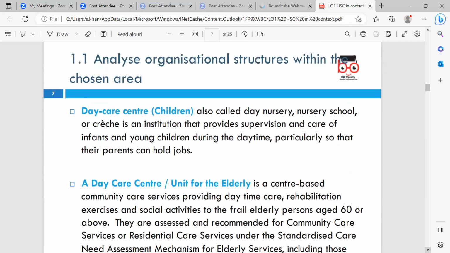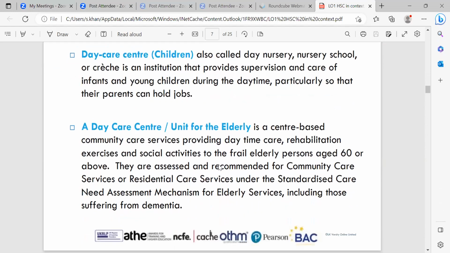1.1 is to analyse organisational structures within the chosen area, and we're looking at daycare centres, and this is for children. Also called daycare centres, nursery schools or creches, an institution that provides supervision and care of infants and young children during the daytime, particularly so that the parents can hold jobs and go out to work. And some places actually do after school daycare as well. So if the parents are running a little bit late after work, they can put them in that daycare as well.